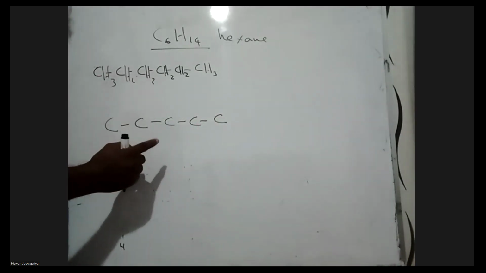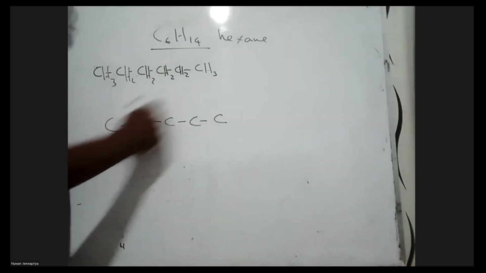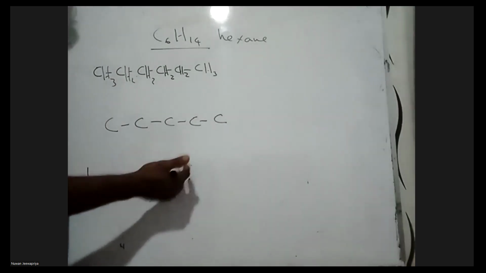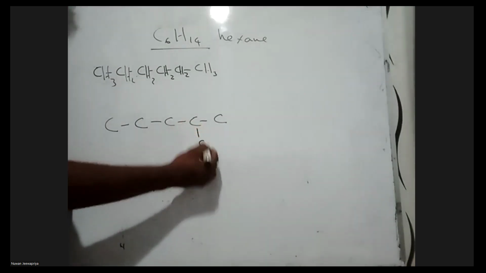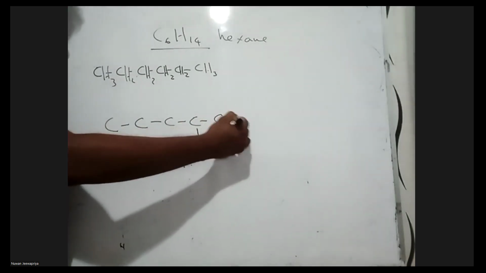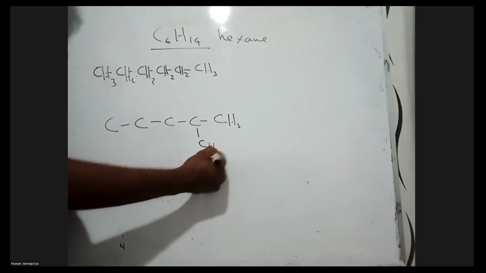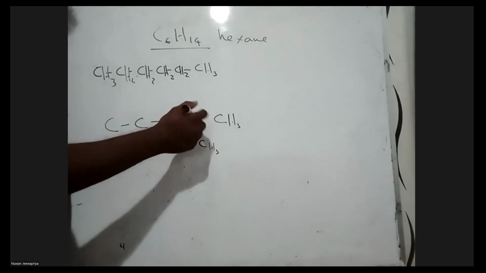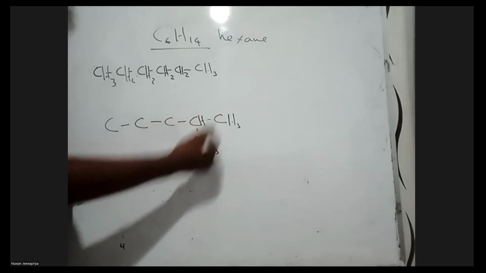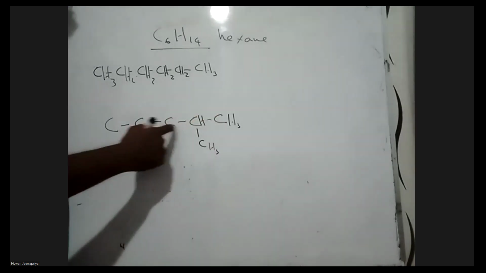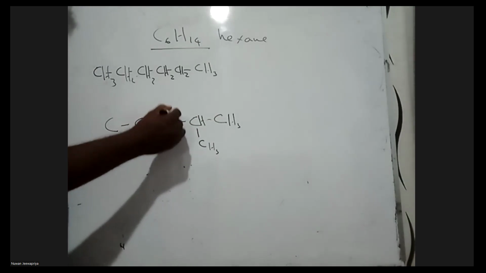Earlier 6 in a chain. Now this time 5 in a chain and 1 branch I put. So here CH3, CH3. You can see, children, there are 1, 2, 3 bonds, so there is 1 vacancy for hydrogen. And there are 2 bonds already present, so 2 vacancies for the hydrogen.